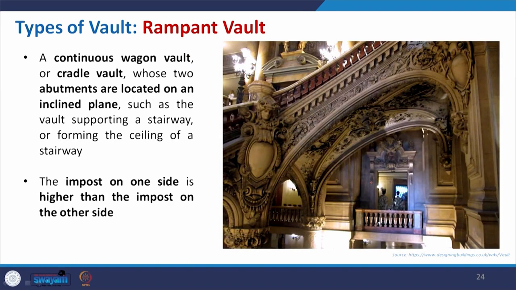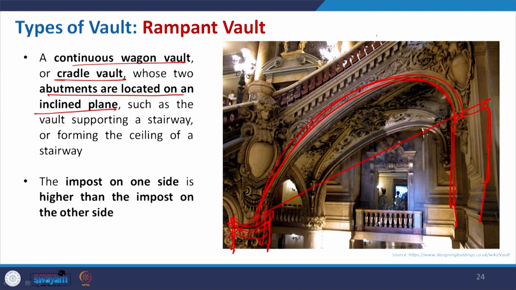Rampant vault is where the symmetry is not maintained. So, it is a continuous wagon vault, cradle vault, whose two abutments are located on an inclined plane. In this case, you can see that this abutment is in the lower portion and here it is the upper portion, and how it is connected is not really making symmetry, it is in inclined form.